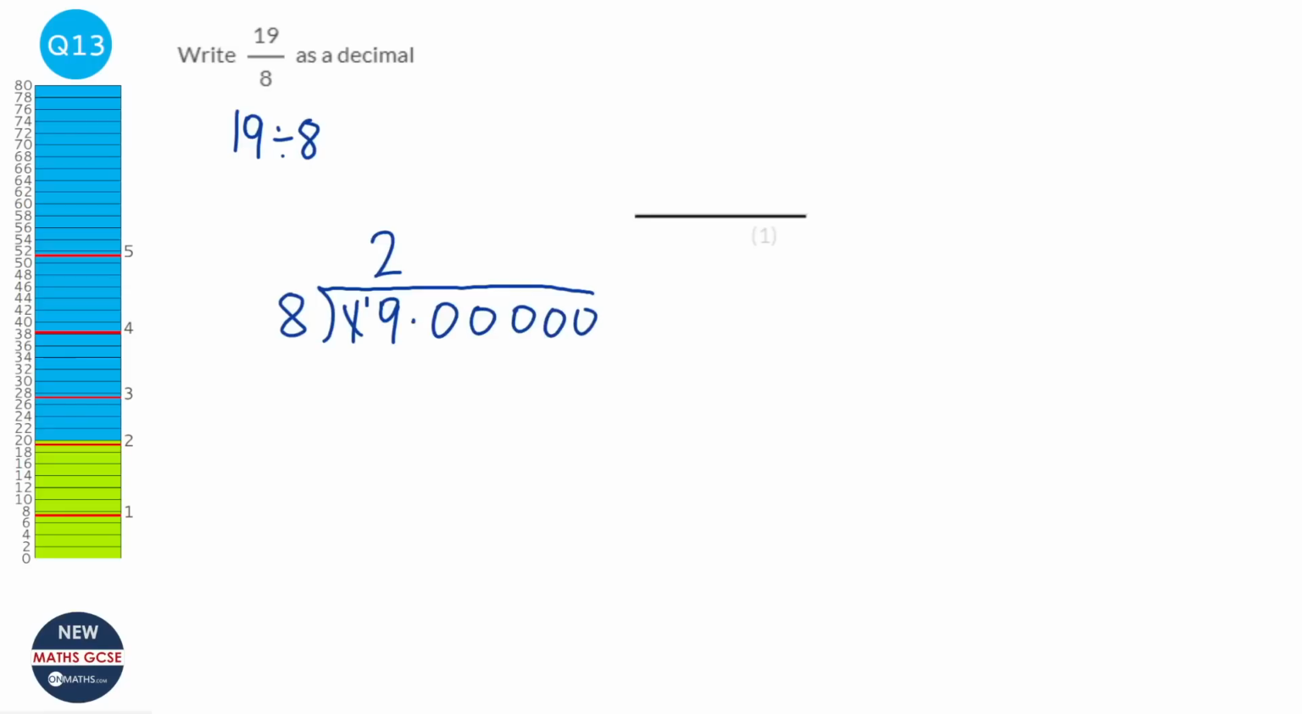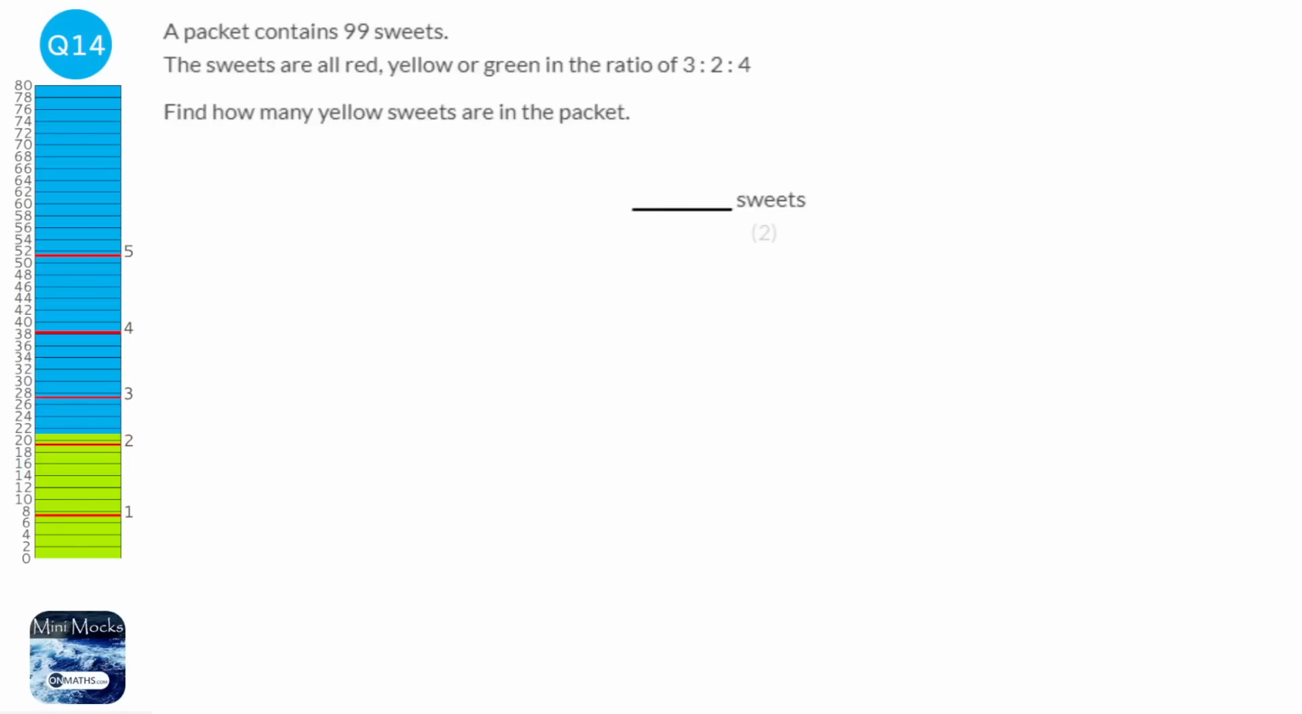And it's remainder 3. 8 goes into 33 times, and there's a remainder of 6. 8 goes into 67 times, and there's a remainder of 4. And 8 actually goes exactly into 40, so we didn't need some of those zeros. So the answer will be 2.375.